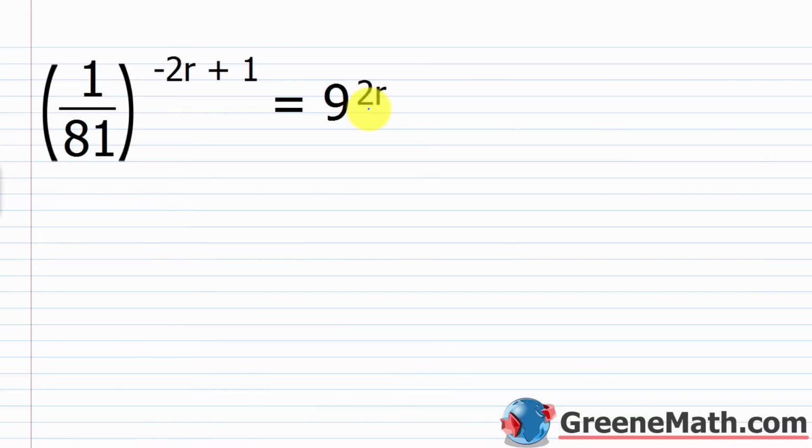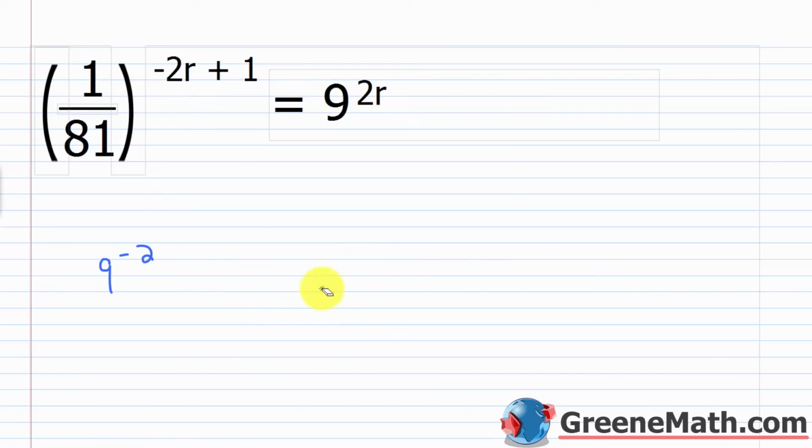So the idea here is to have the same base on each side. I think the easiest thing to do would be to have the same base of 9 on each side. So what could I do to rewrite 1 over 81 as a number in exponent form with a base of 9? Well, I could use 9 to the power of negative 2. If I had 9 to the power of negative 2, this is equal to 1 over 9 squared, which is equal to 1 over 81.